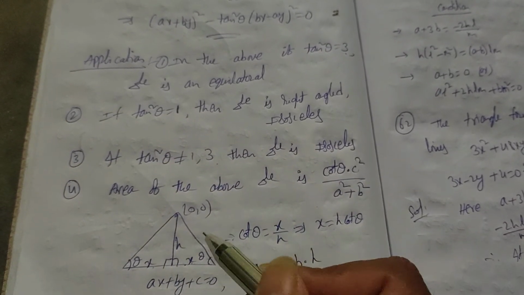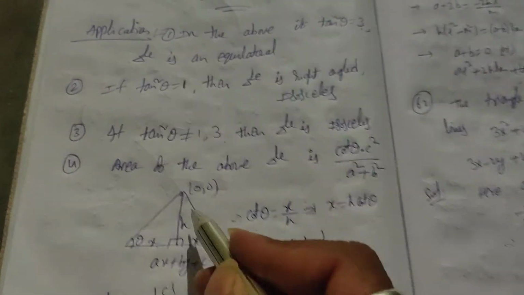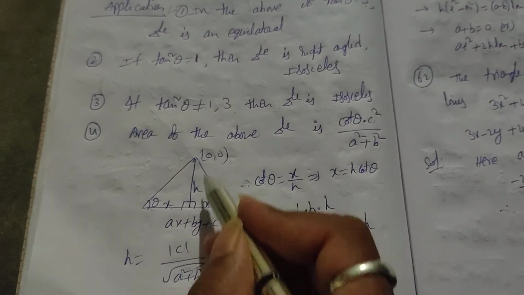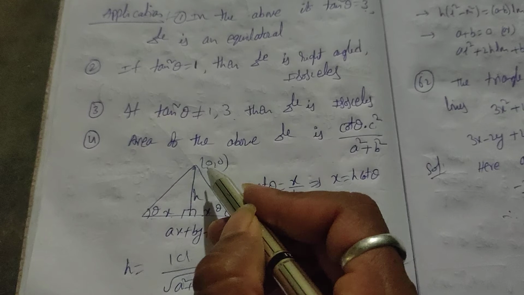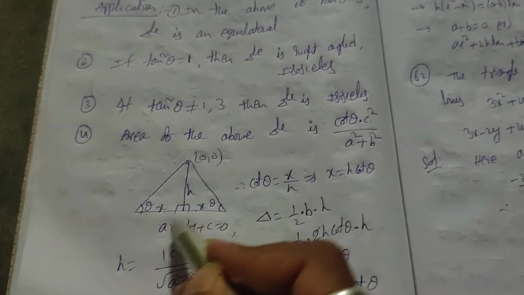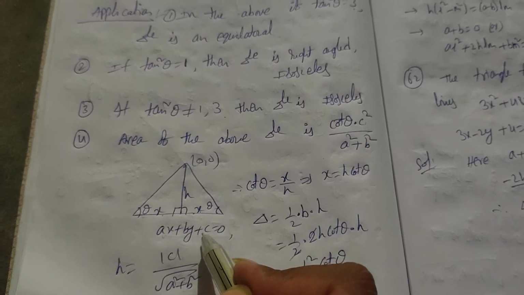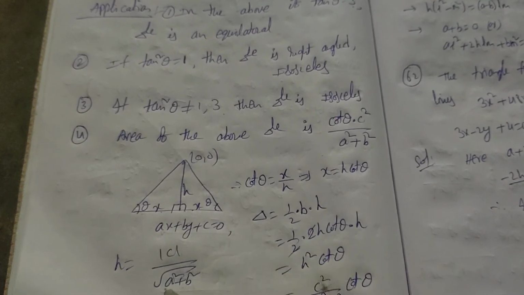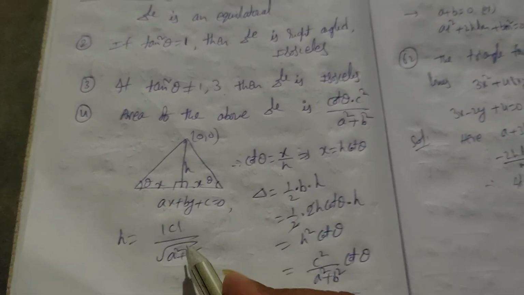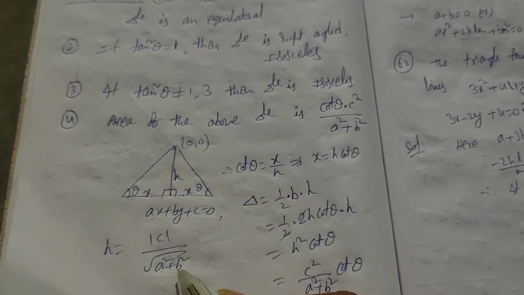Now what is the area of the triangle? Half into base into height. Height h is nothing but the foot of the perpendicular, that means the length of the perpendicular from the origin to this line, that is nothing but mod of a into 0 plus b into 0 plus c by root over a square plus b square. We know very well this formula. So h we have is mod c by root over a square plus b square.